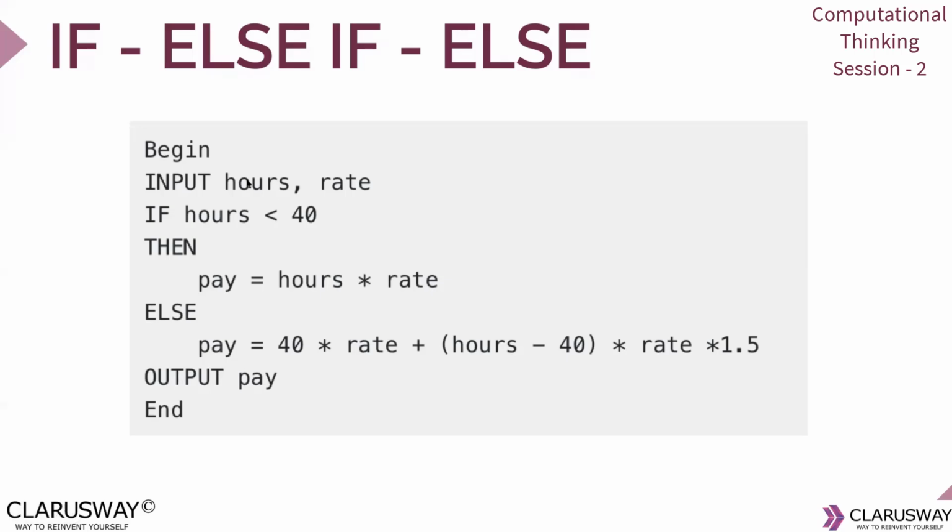So let's do another example. This time hours are 50, and rate is $20. In that case, what would be the output? Our output will be 40 times 20 plus 50 minus 40 times 20 times 1.5. So it's 1,100 if you have calculated it right. And that will be the output.